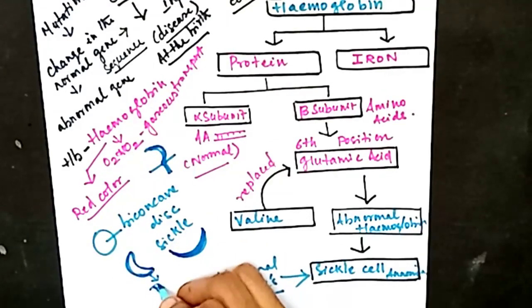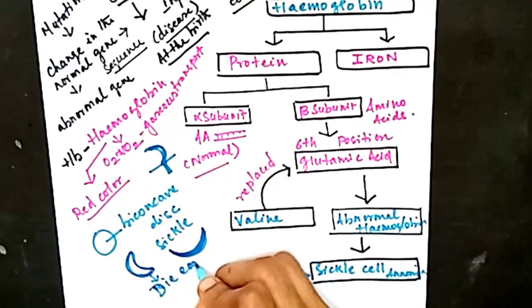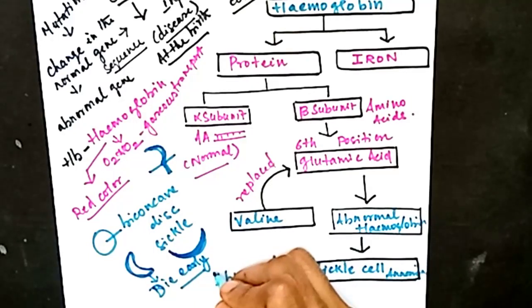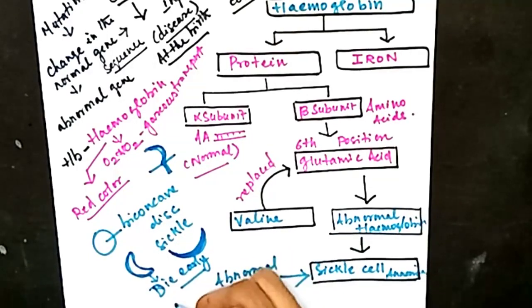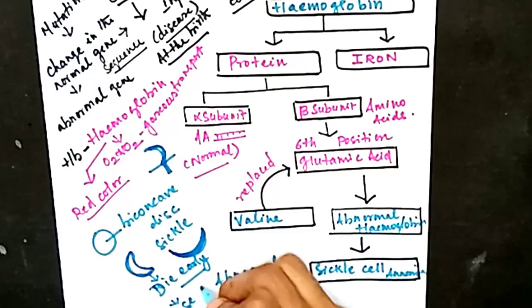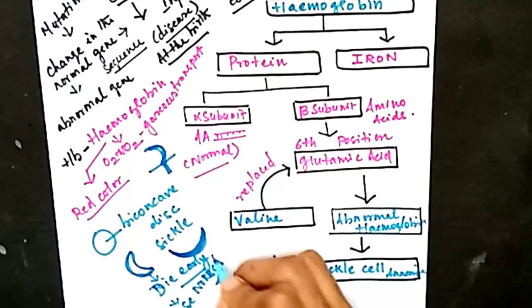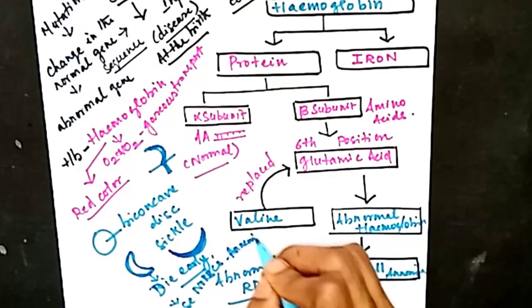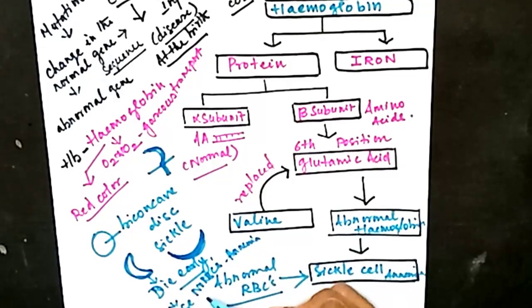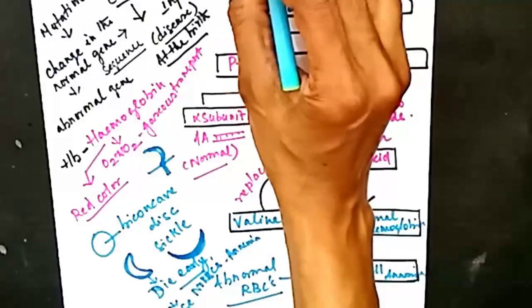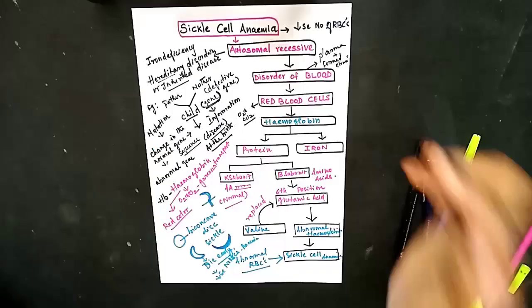These sickled RBCs will die early. They do not have a normal lifespan, so they die too early, resulting in a decrease in the number of RBCs. So anemia will develop. When the anemia develops due to sickling of RBCs, you call it sickle cell anemia.